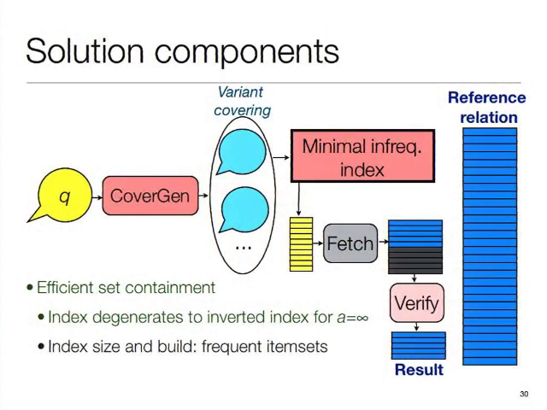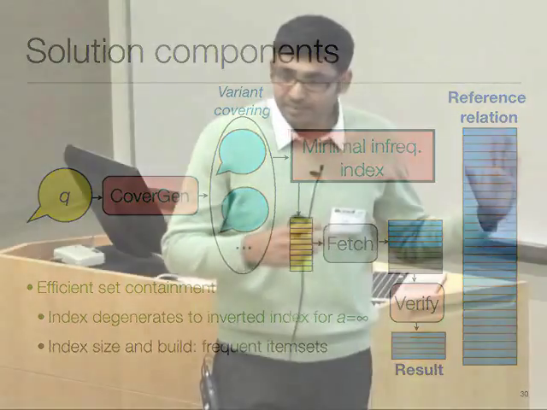We had a question about index size. We don't really make too many contributions about index size in build. We basically use literature from frequent item sets to do our index build, and we have arguments to support why the index is usually small, and tools to enable that.